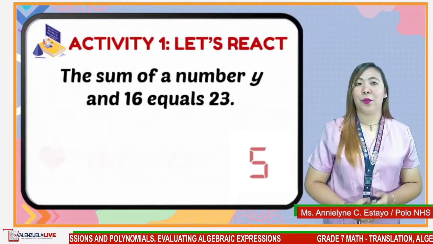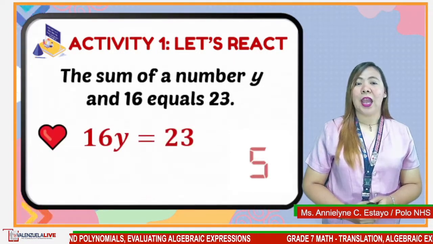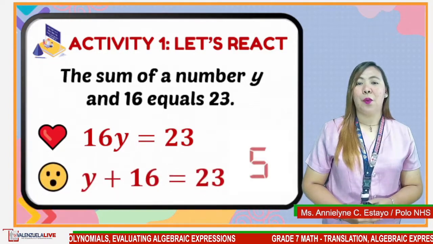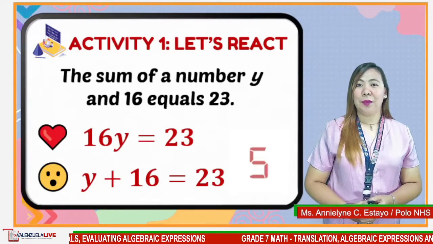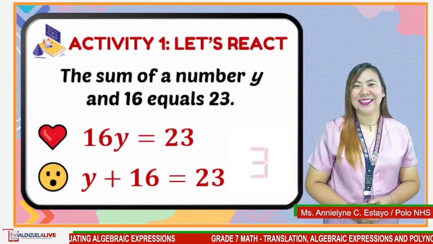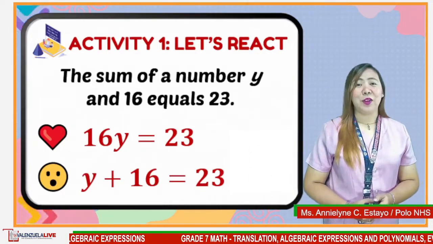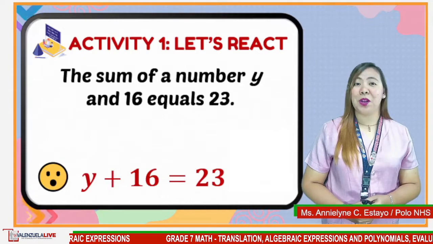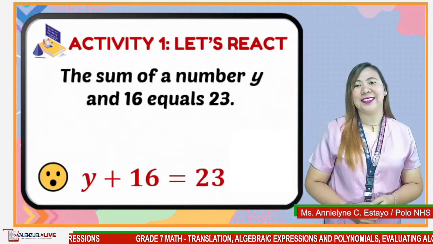For number 3: the sum of a number y and 16 equals 23. For heart, we have 16y equals 23, and for wow, we have y plus 16 equals 23. Your timer starts now. If you chose wow, y plus 16 equals 23, then you are right.